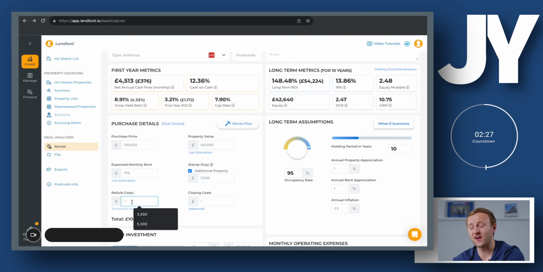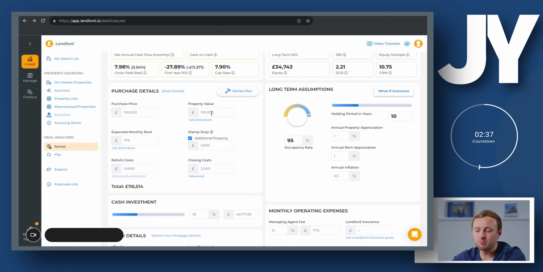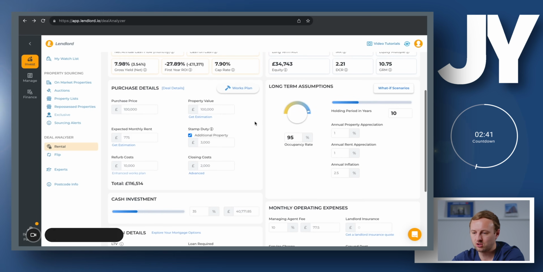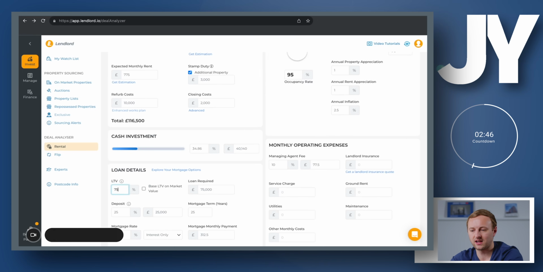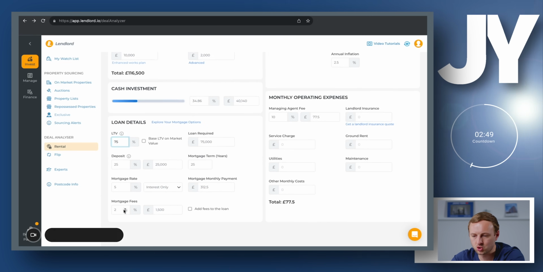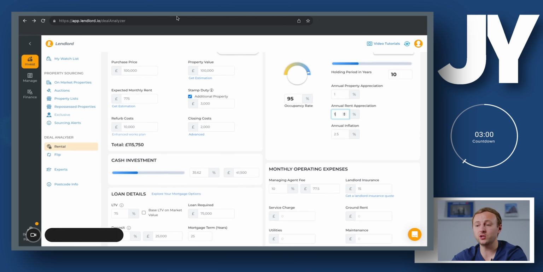As I said, I always factor in 5 grand initially, but I'm going to add on another 5, leaving us at 10,000 to make sure we're comfortable with the added refurbishment. I'm going to put the end value at 100 just to keep it simple for now, to make sure we're getting accurate figures. Again, we want to make sure that down here we're changing the loan to value to 75%. Make sure we've got the mortgage fees as 1% again, and we're going to add in the fees. Now, 5% interest only is pretty reasonable. We've got 0 over here, putting the insurance in at 15, making sure the annual appreciation matches.